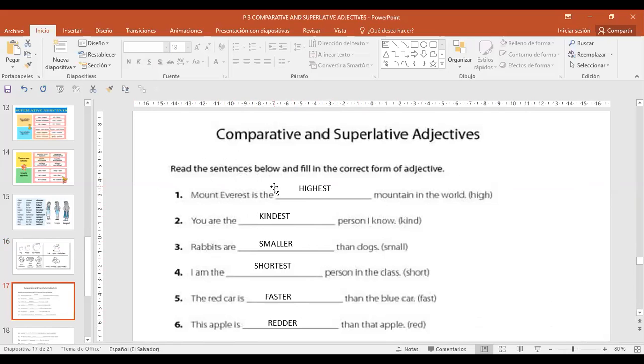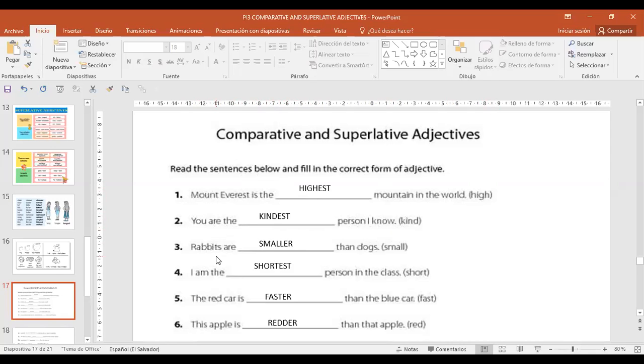Look, read the sentences below and fill in the correct form of the adjective. Mount Everest is the, whenever you see is the, and mountain in the world, and you say high, when you see here, is the highest, right? The highest. You are the, if you see here the, you're talking about a superlative: kindest. You're the kindest person I know.